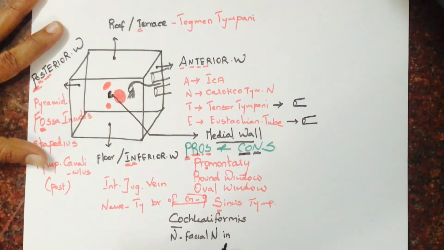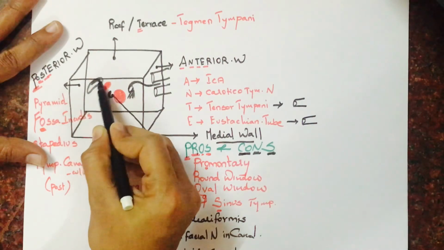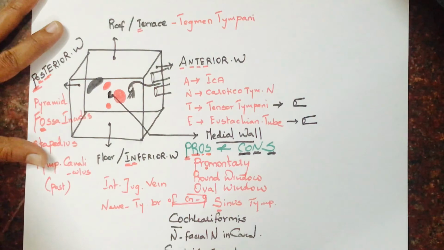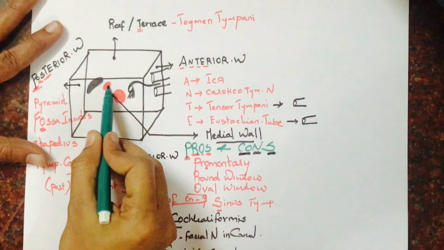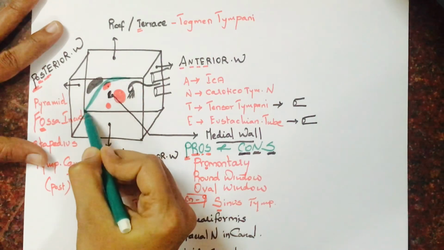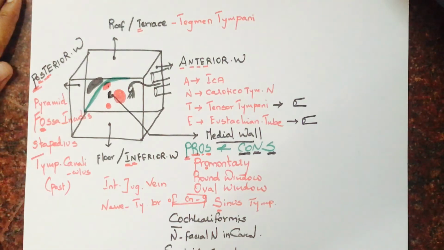Next, letter N stands for nerve. So the nerve related to the medial wall is facial nerve. Next, letter S. Here it's not seen. S stands for lateral semicircular canal. This is the impression for lateral semicircular canal, and the facial canal passes between the oval window and the impression for lateral semicircular canal. Laterally tympanic membrane.